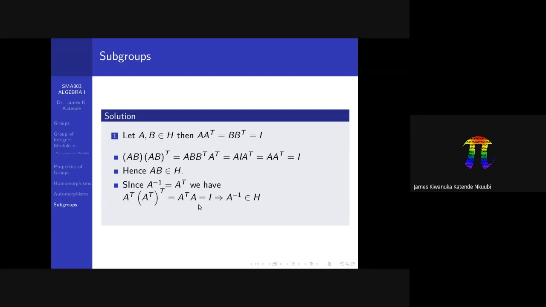A transpose is not always the inverse of a matrix unless that matrix is an orthogonal matrix. This is a special case where the transpose turns out to be the inverse. So now we have checked that the inverse is also orthogonal, because if you multiply it by its transpose, you get the identity element. So the inverse of any element in H is also in H. And therefore we can confidently conclude that H is a subgroup of the general linear group.